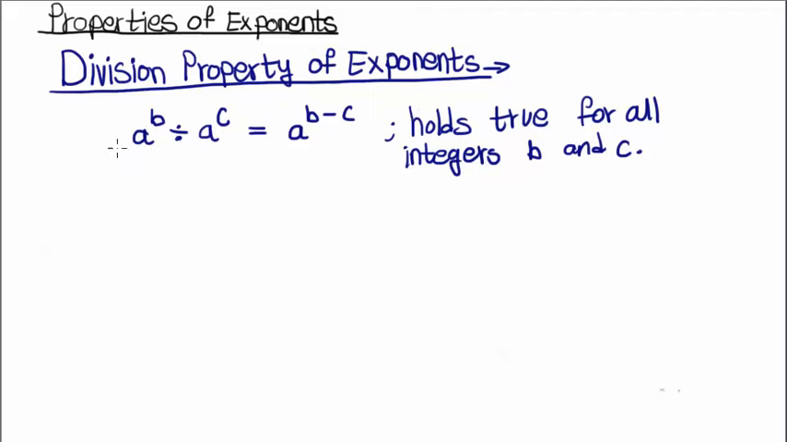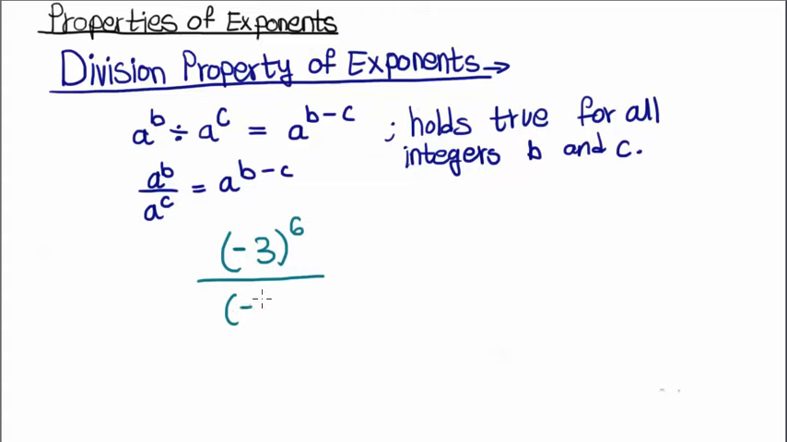Now we can rewrite this using the fraction bar like this over here. Let's say I have -3 raised to the power of 6 divided by -3 raised to the power of -3. So in this case, it doesn't really matter what my base is. All I really need to do is keep my base the same.